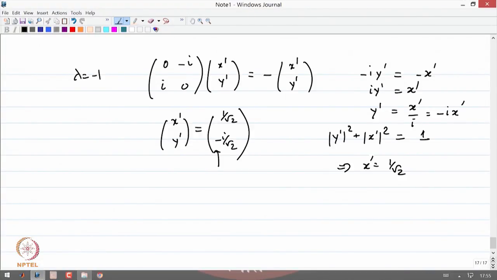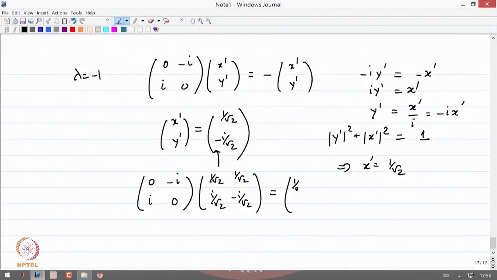Therefore, what you have is the matrix 0 minus I 0, with the first eigenvector 1 by root 2, I by root 2. The second eigenvector is 1 by root 2, minus I by root 2. So if we put both the eigenvectors together in the same way that we did for the previous problem, then the eigenvector matrix comes first, I by root 2, minus I by root 2, and then you have the eigenvalue matrix 1 0 0 minus 1.